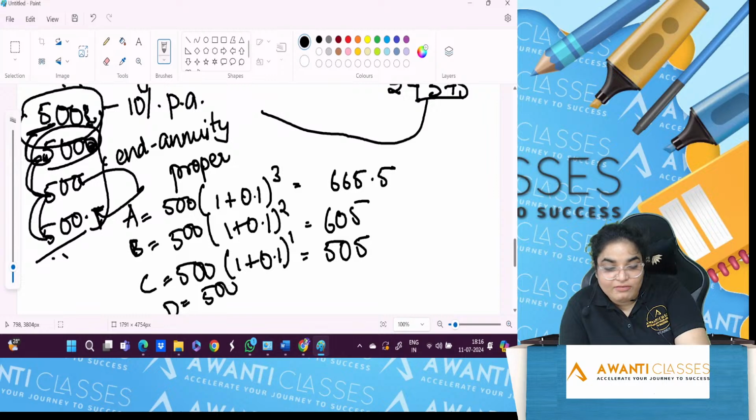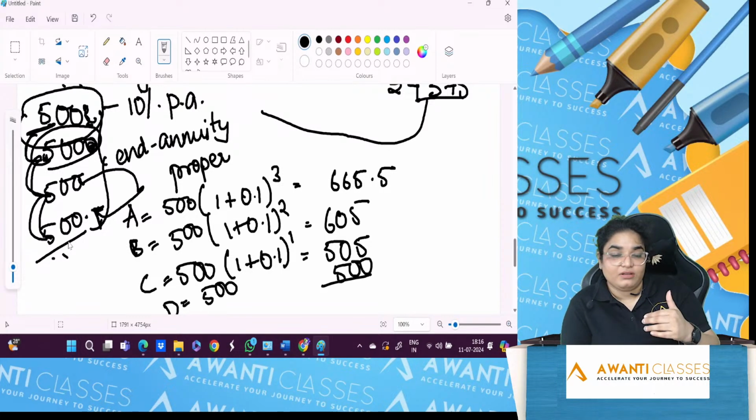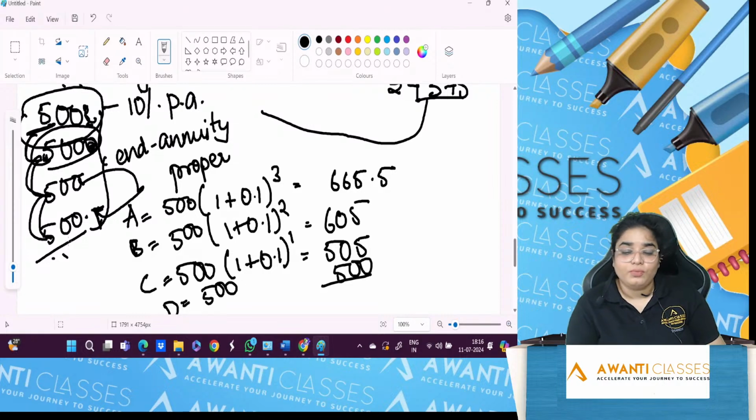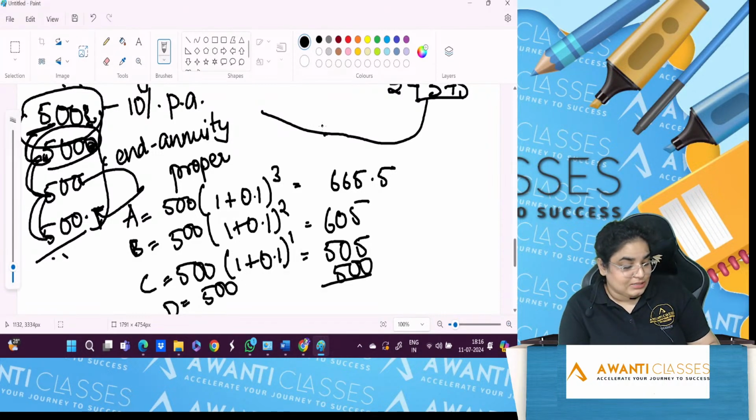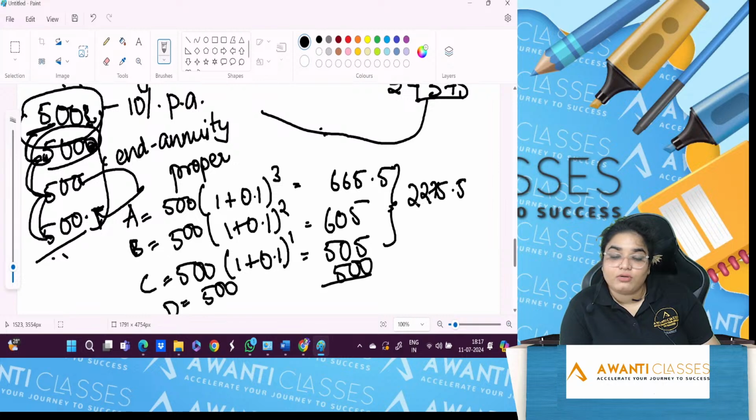Similarly, D is how much? D is 500, which is directly 500. Because this is already given at the last of the final year. You submit it on March 1st, April 1st, your lease will end, your FD will end, and you will get the money. So, no time with the bank. So, the total of which will be 605 plus 505 plus 500. So, this will be how much? This will be 2275.5.